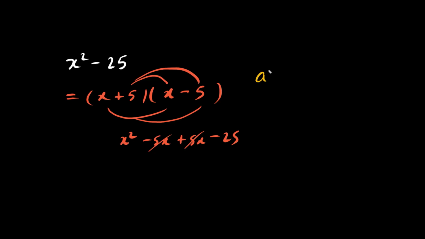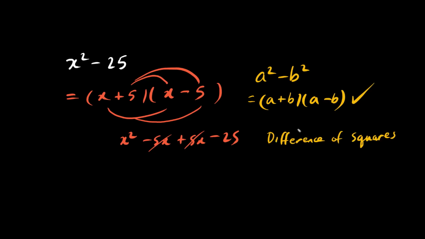In general, when we have a squared minus b squared, difference of squares states that you copy down the a twice, we write plus minus, and we copy down the b. So we call this factoring by difference of squares.